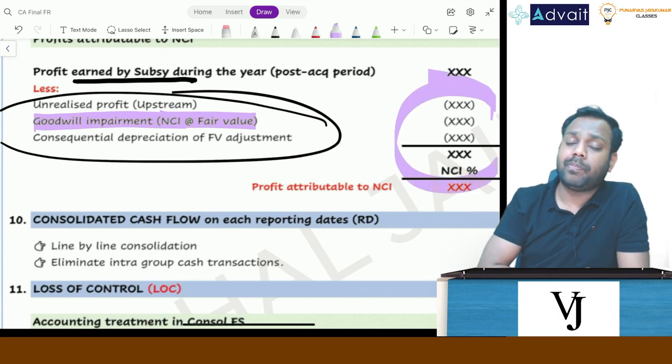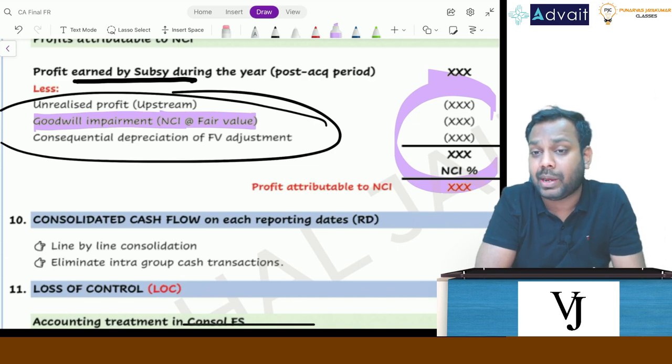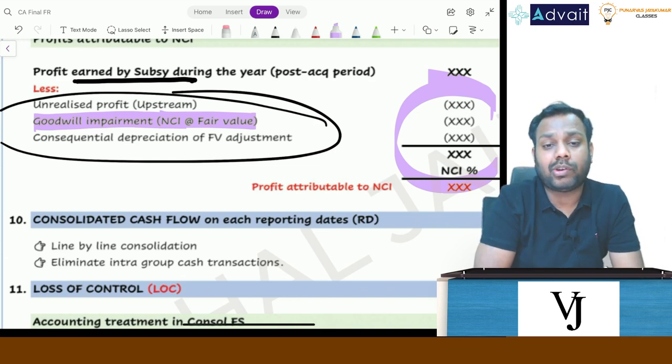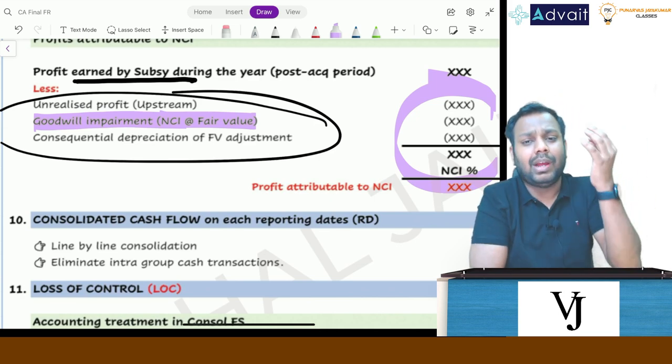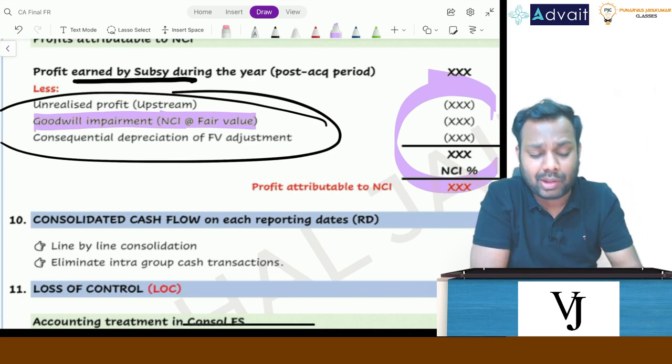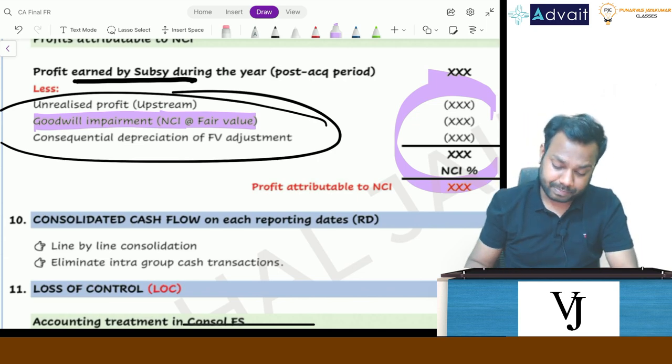give an impact of all the adjustments here which impact the post acquisition profits of the subsidiary company. It can be consequential excess depreciation, it can be consequential unrealized profit, it can be anything.